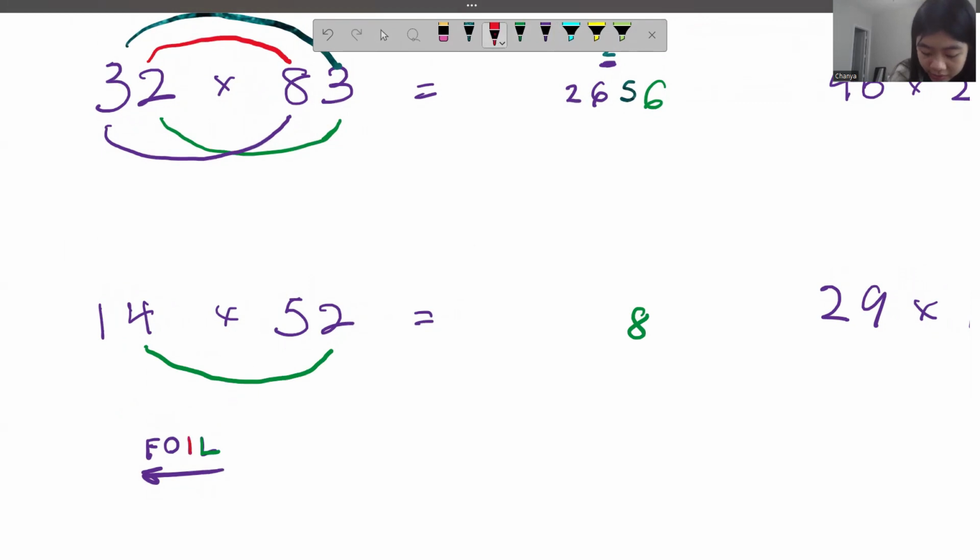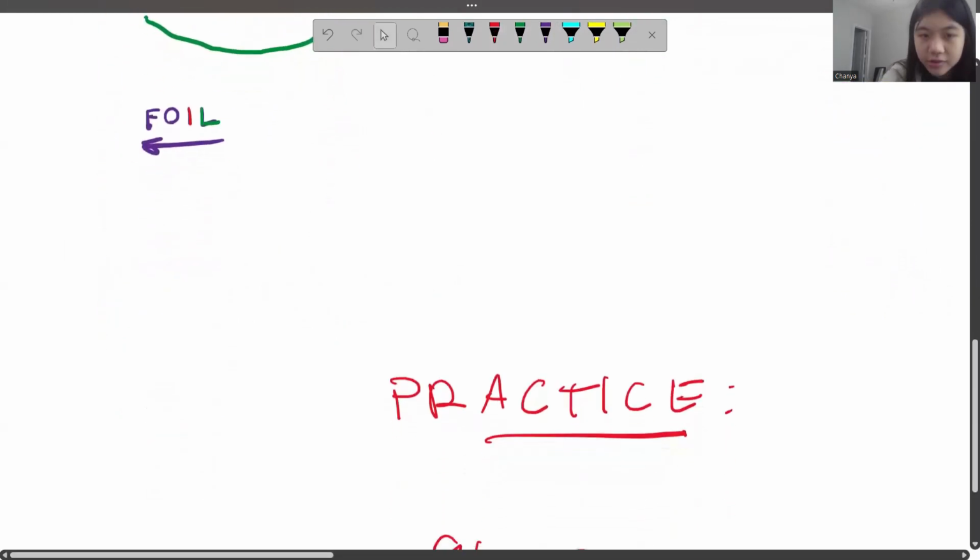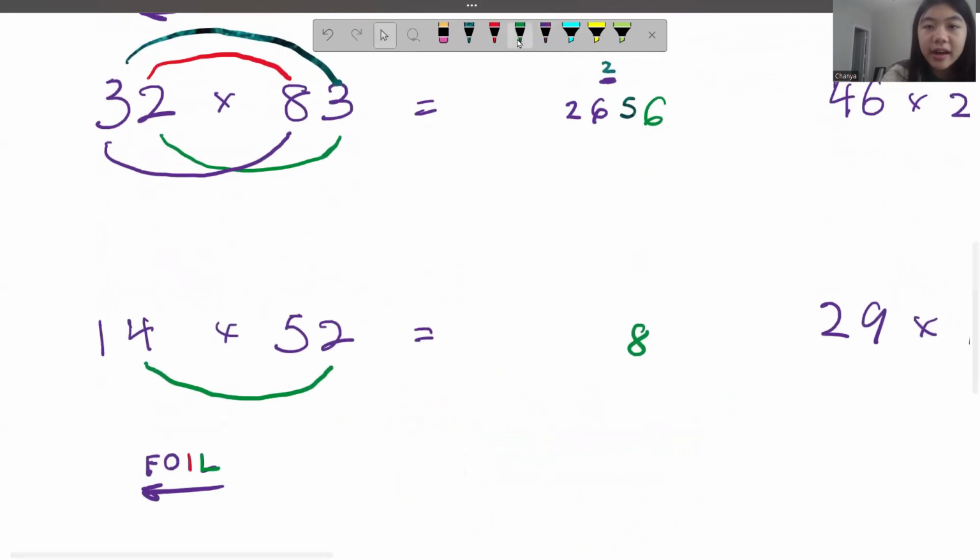Next, you do the inner and also the outer.